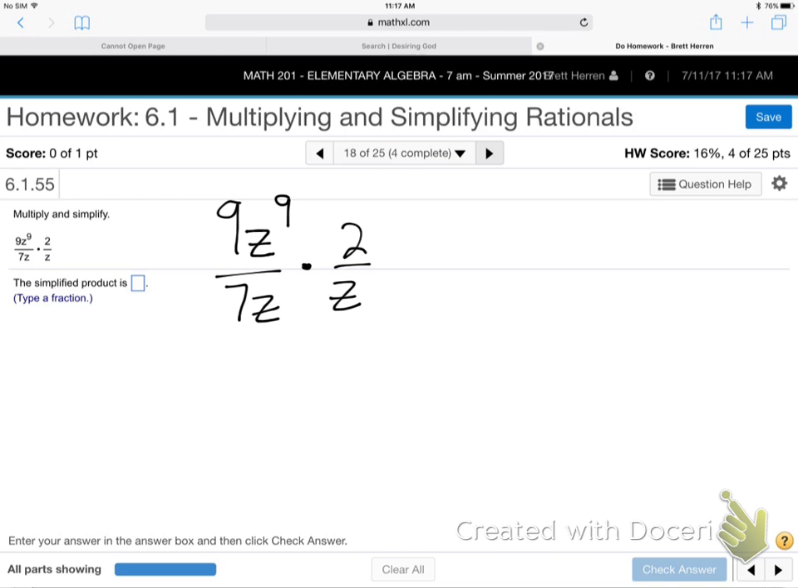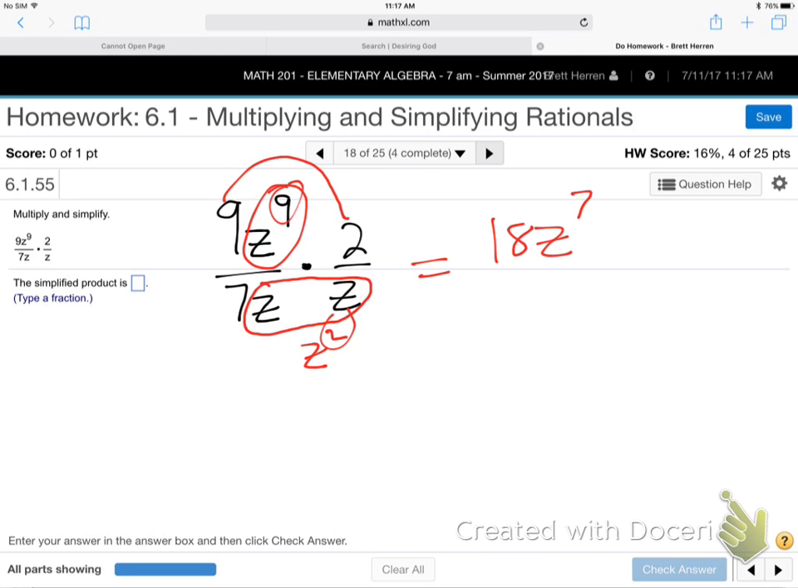What I would suggest with the cross-canceling, I think the easiest thing, is just count the total number of z's, top and bottom, and then just subtract, huh? So we have 9 z's on the top, clearly. Down here, this is z squared, really, isn't it? So the 9 minus the 2, it's z to the 7th on the top. And then the other numbers that are left over, 9 times 2 is 18 over 7. We're done.